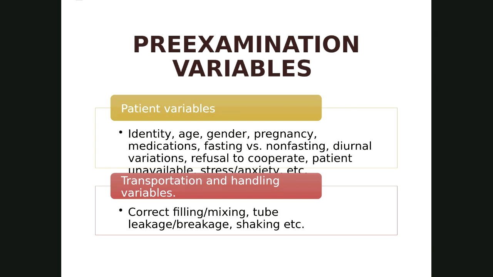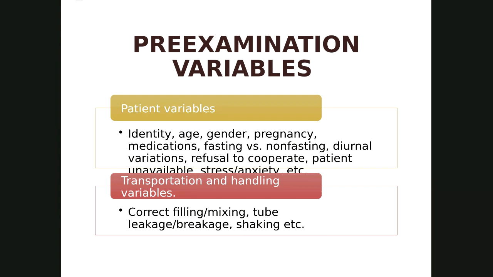There are different patient variables: identity, age, gender, pregnancy, medications, fasting versus non-fasting, diurnal variations, refusal to cooperate, patients being unavailable, and stress and anxiety. These could impact our ability to obtain a sample.